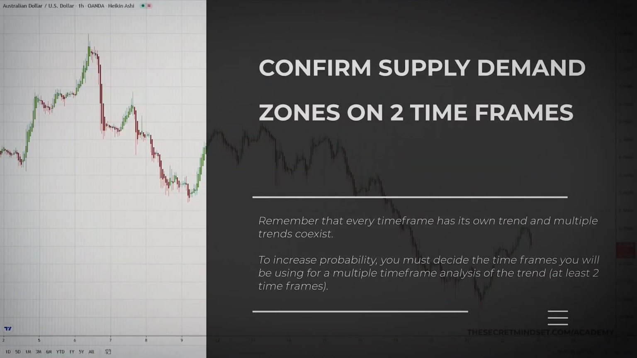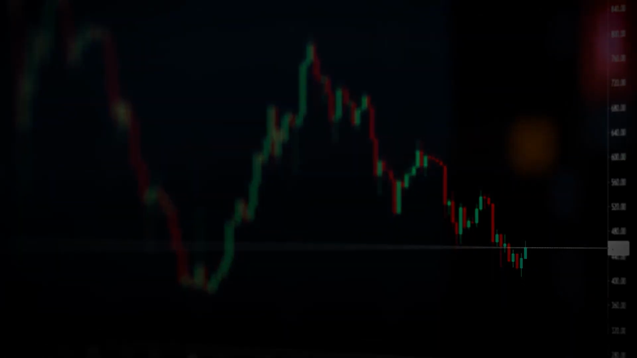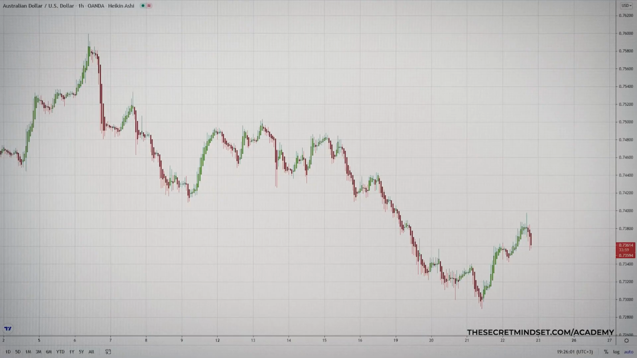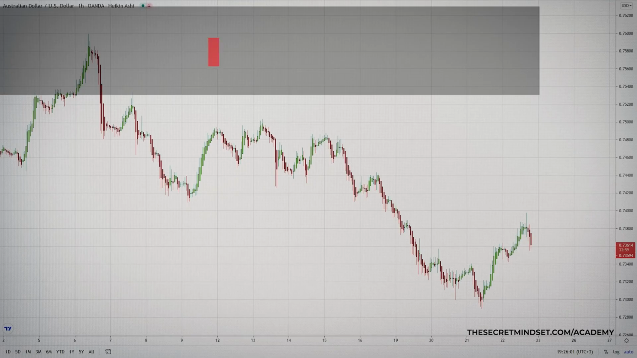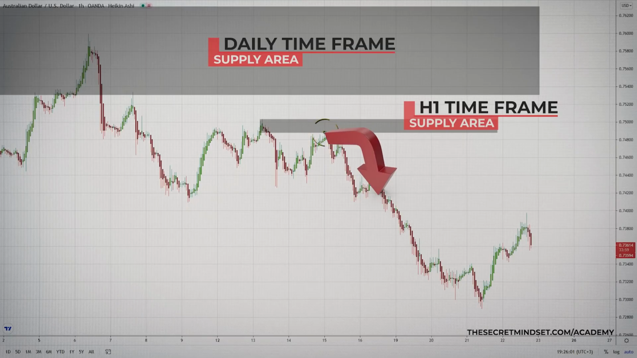And remember that every time frame has its own trend and multiple trends coexist. You may be trading in an uptrend on the 1-hour time frame, but the daily time frame is in a downtrend. So the first thing you need to do is to decide the time frames you will be using for a multiple time frame analysis of the trend. You need at least 2 time frames. When several time frames are combined to evaluate a market, you will easily improve the odds of success for your supply and demand trades, regardless of the other rules applied. This alone lowers risk, as there is a higher probability that the price action will eventually continue on the longer trend.